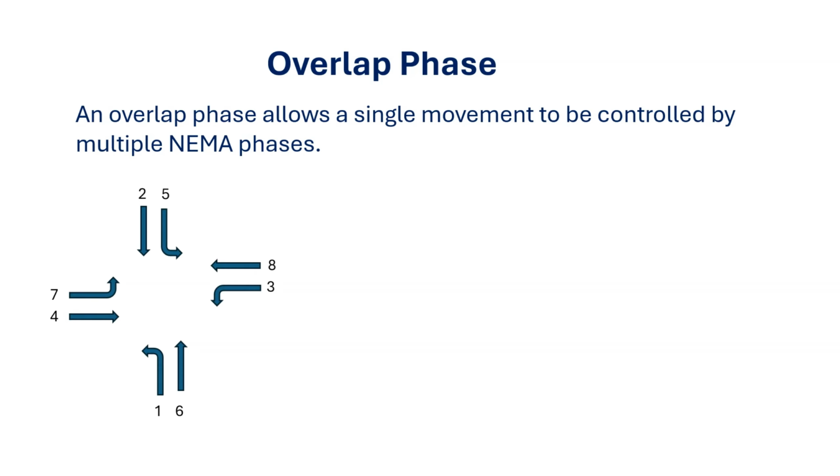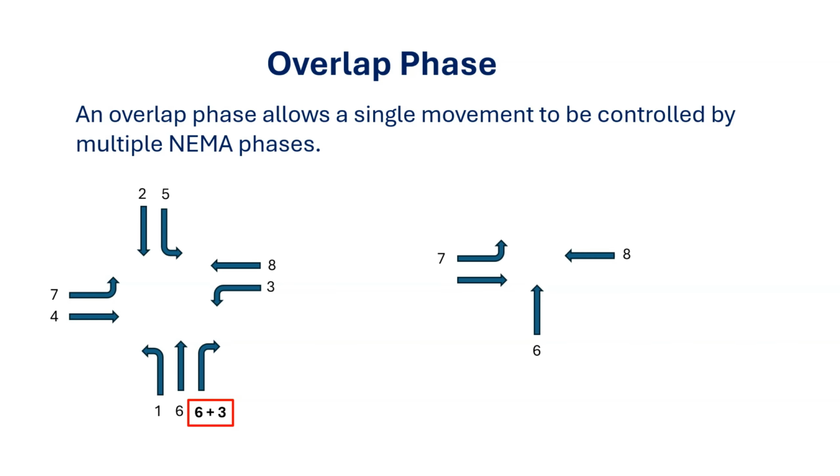The first case is commonly used for right-turn movements when additional green time is needed. In this example, the northbound right turn is controlled by an overlap consisting of phases 6 and 3. Both phases ensure that the northbound right turn movement does not conflict with any other movements.